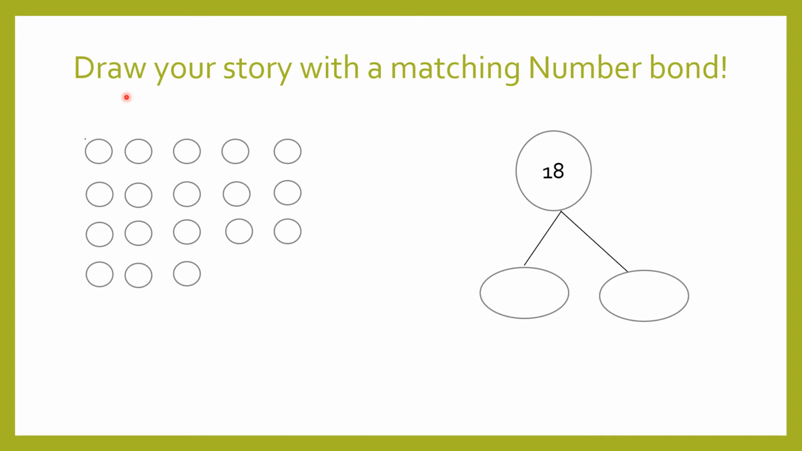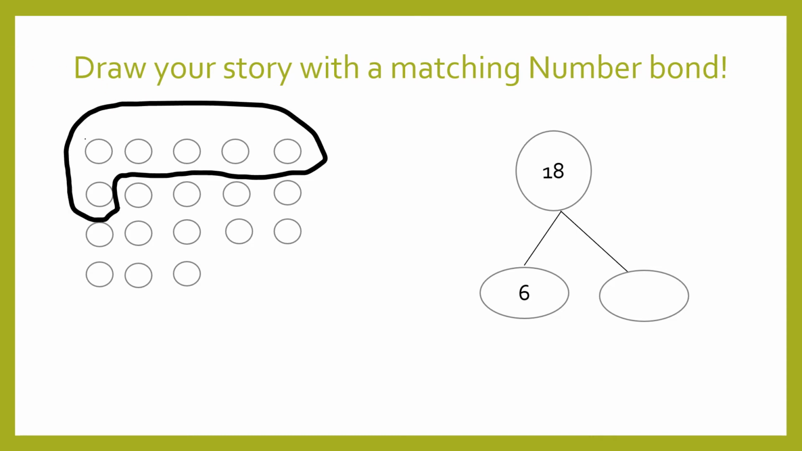Ready? Go. Kindergarten, give a thumbs up if you put one big circle around 6 of your ants. Nice job. Let's count. 1, 2, 3, 4, 5, 6. There's one part of our 18 from our number story.